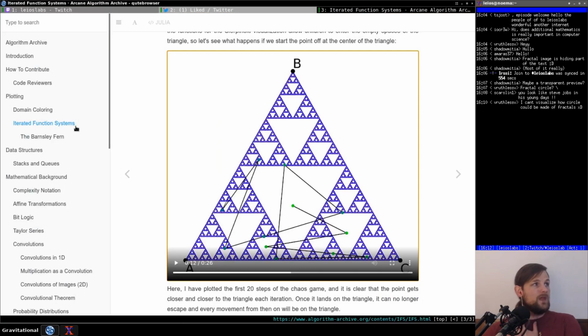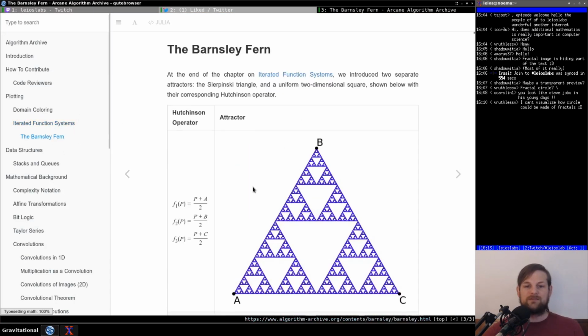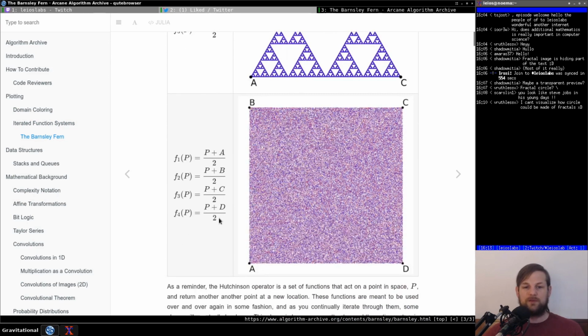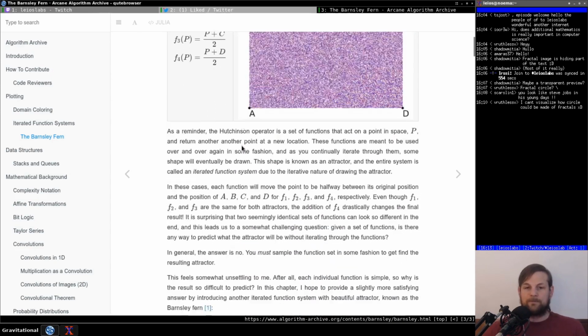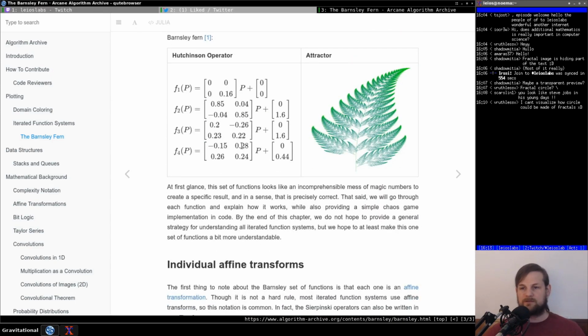So another key takeaway here is that if you change the set of equations, for example, you do P plus D over 2, you also change the shape. So here we went from the Sierpinski triangle to just a square, right? And you can also do things like the Barnsley fern and stuff like this. We've talked about all of that before.